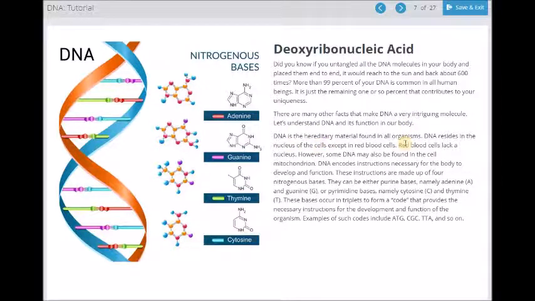DNA is hereditary material found in all organisms. It's found inside of the nucleus, and every cell in your body except red blood cells has that DNA inside of it. The reason your red blood cells don't have it is because they don't live very long. They do a lot of work and they move fast, so they don't want to carry around that heavy DNA. So they have DNA, then they get rid of it, and then they go do their job, then they die and we make more, right?